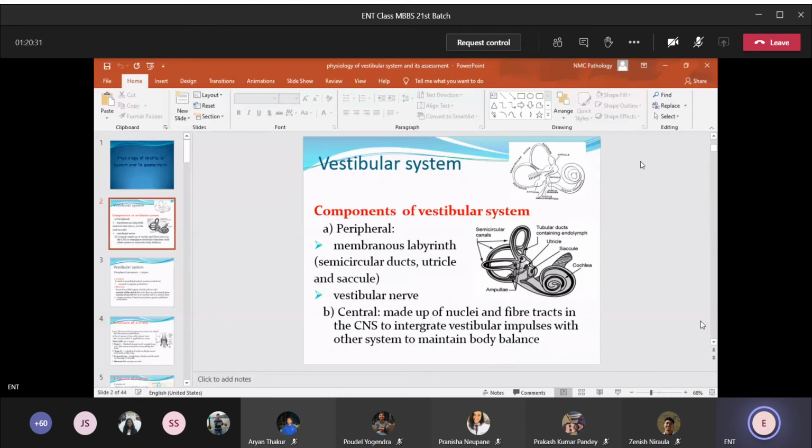that you are following. So the vestibular system has basically two components, peripheral and central. Okay, the peripheral is the ear, which contains the inner ear. Inside that there is membranous labyrinth, semicircular ducts, utricle and saccule, and membranous labyrinth and vestibular nerve. Okay, from there it goes to the central component of vestibular system, which is made up of nuclei and fiber tracts in the CNS to integrate the vestibular impulses with other systems to maintain the body balance.